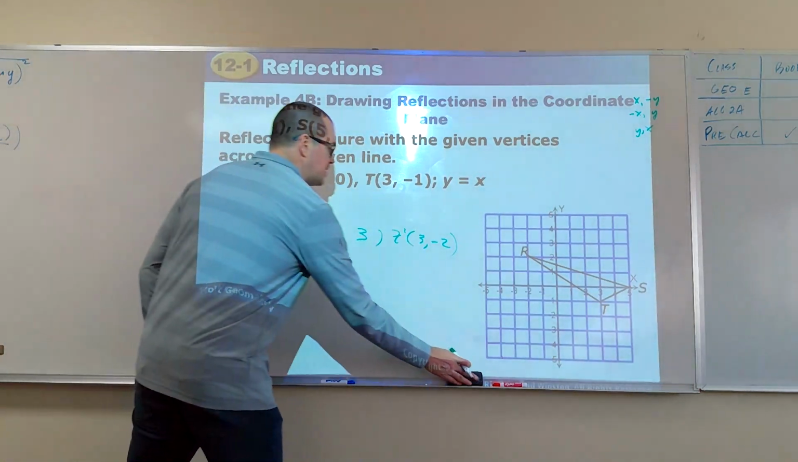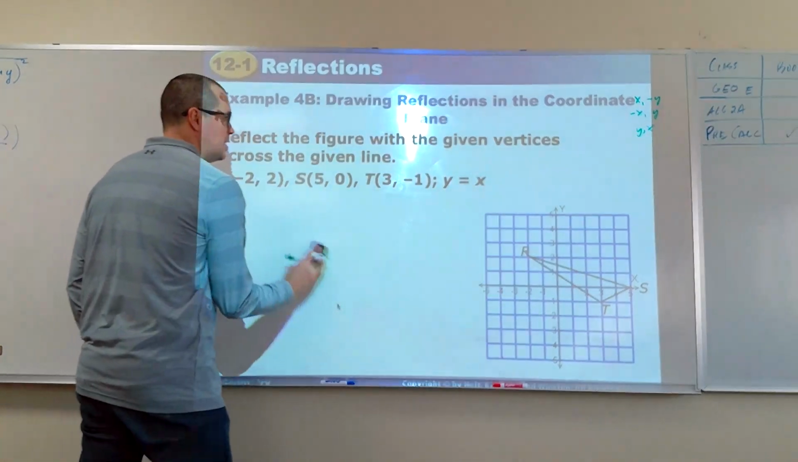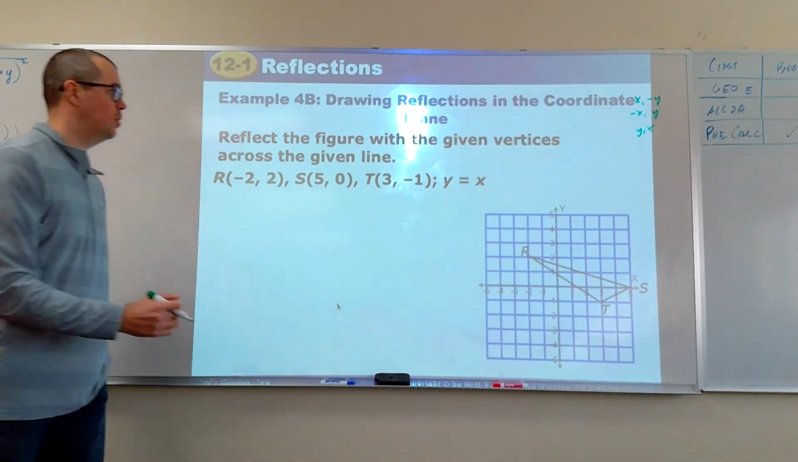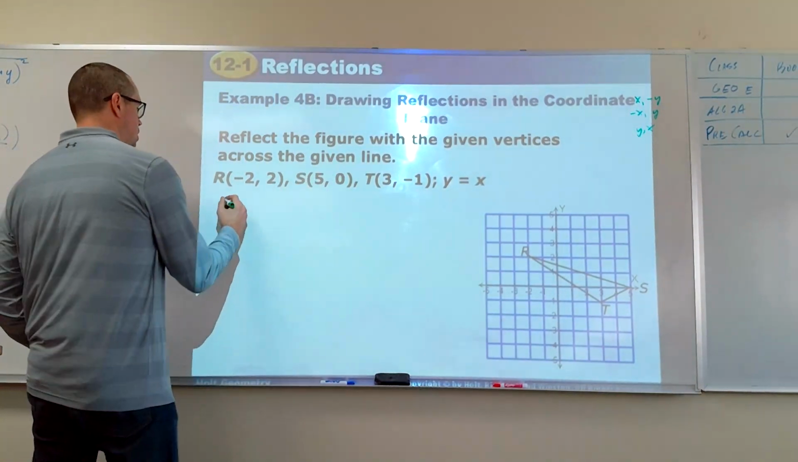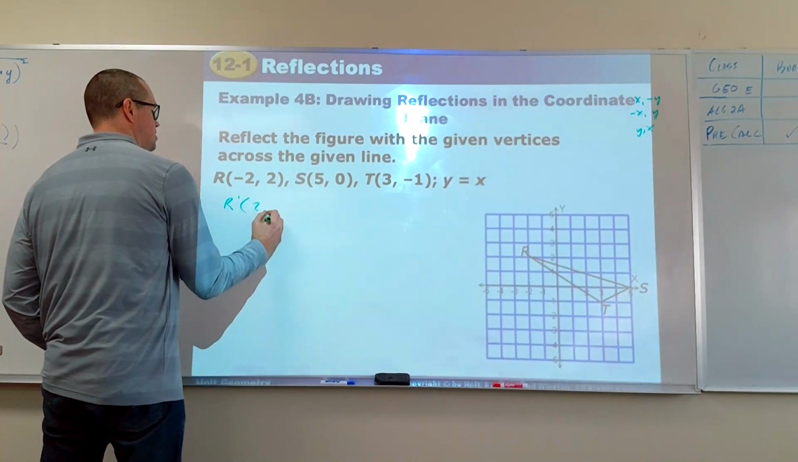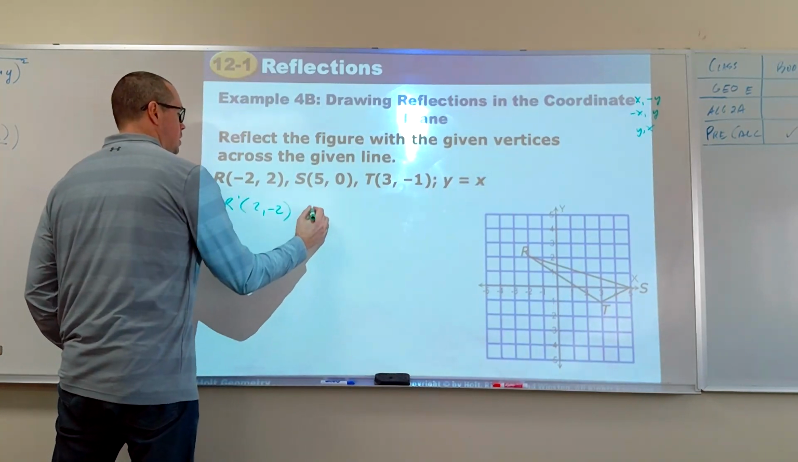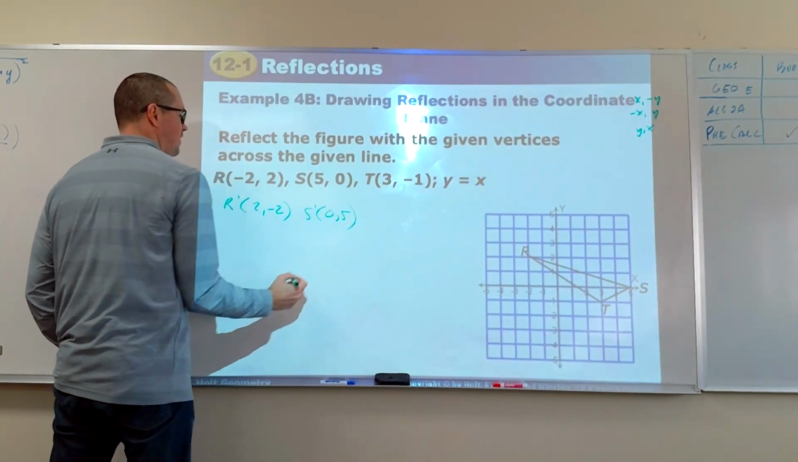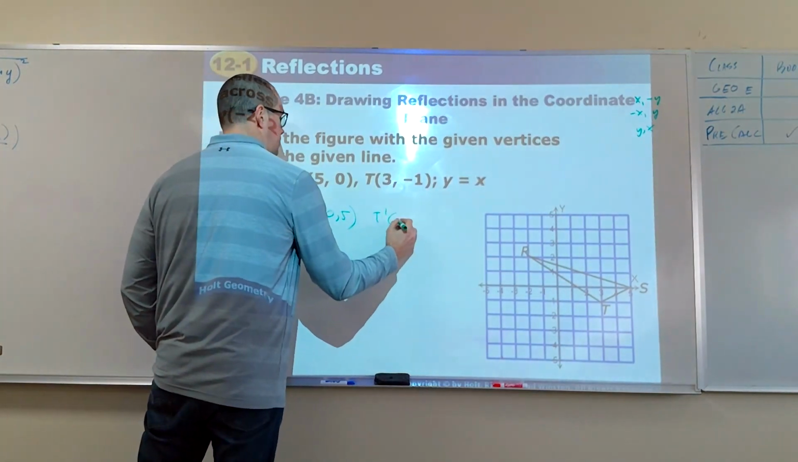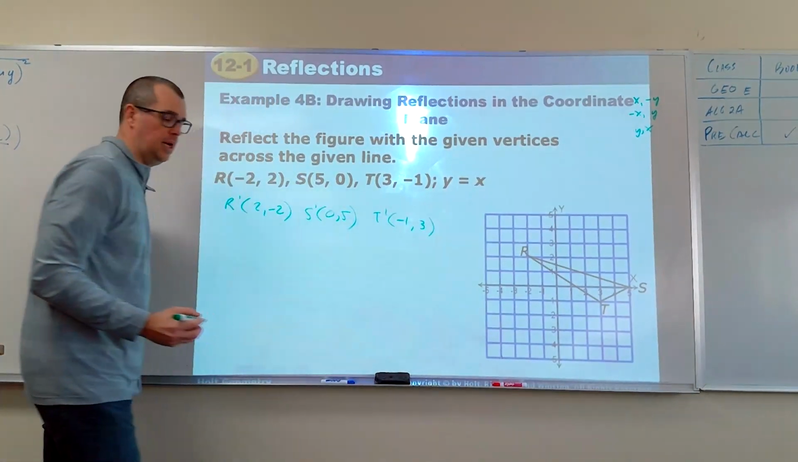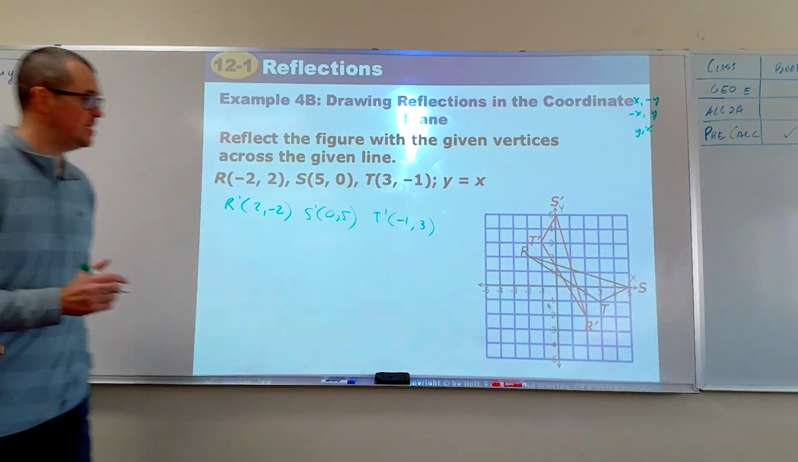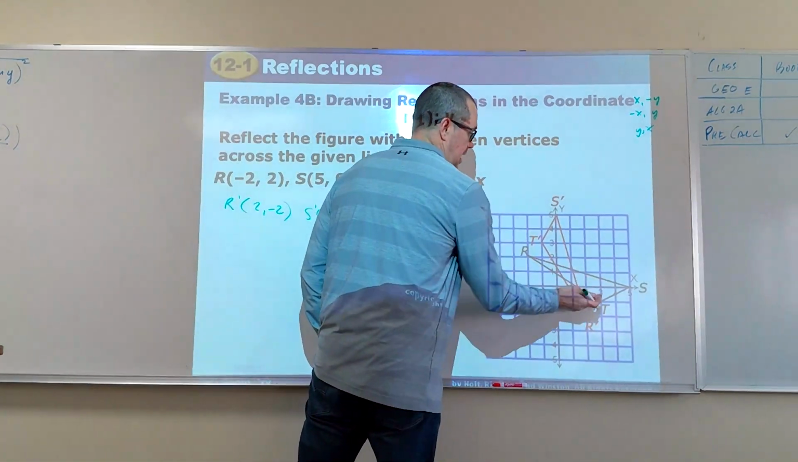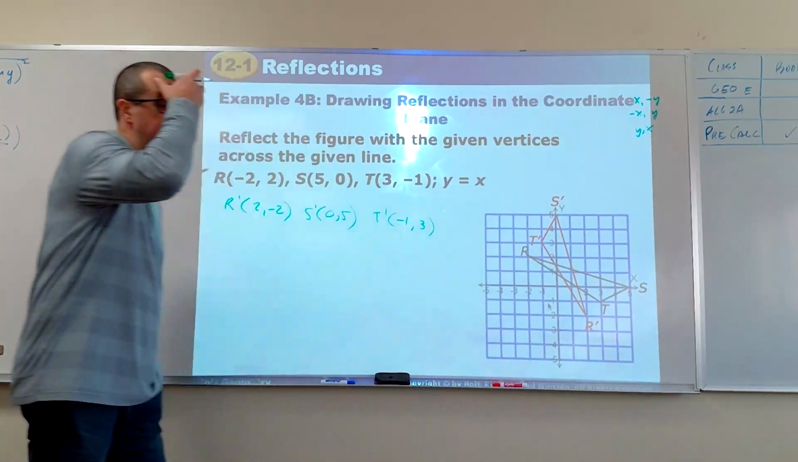We're going to flip this one across the y equals x line. Well, that's where you take the points, if you look at your rules, and you flip them, (y, x). So r prime becomes (2, -2). S prime becomes (0, 5). And t prime becomes (-1, 3). If you want to see what that looks like on the graph, when you graph it, you can see that it's been reflected across this line right here.